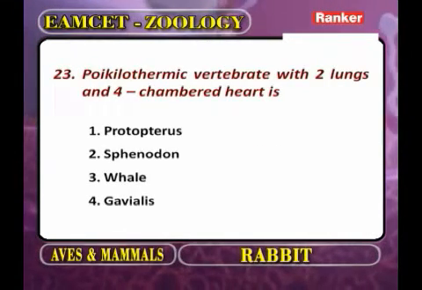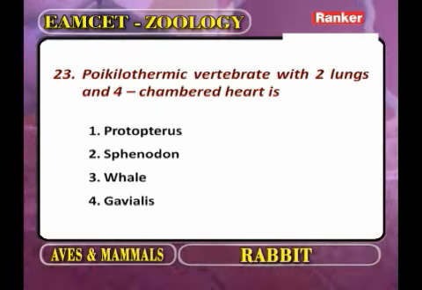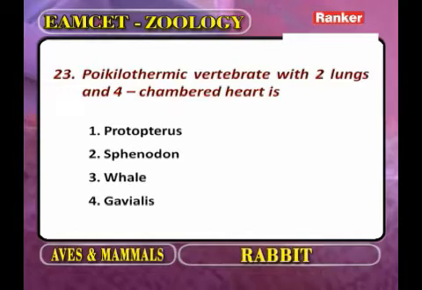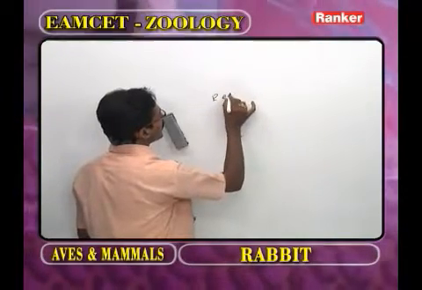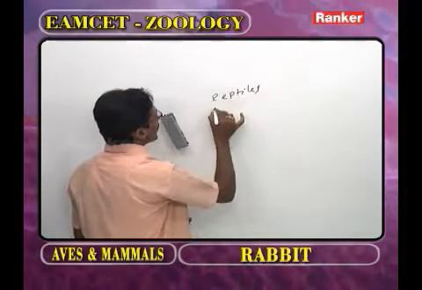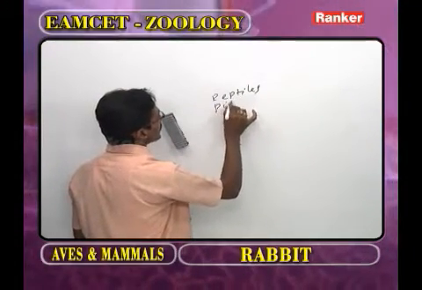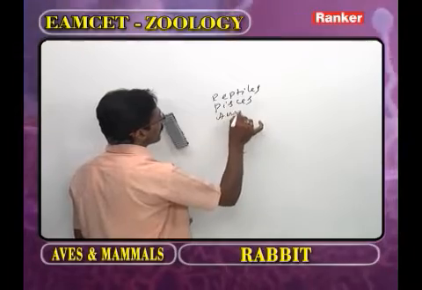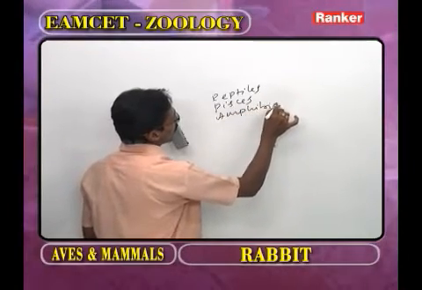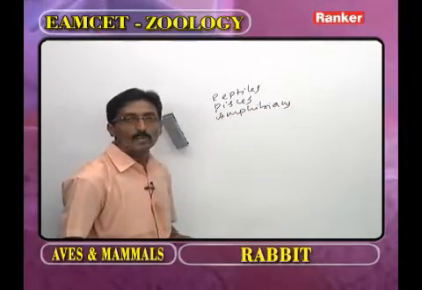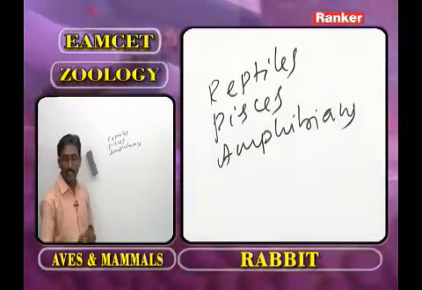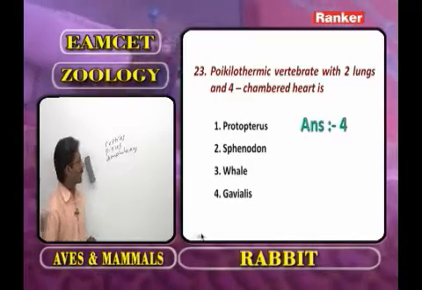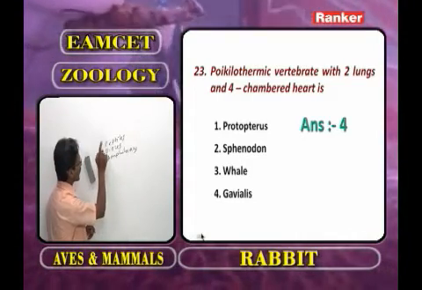Poikilothermic. What are the poikilotherms? Their body temperature changes. Now we are having an idea regarding the poikilothermic vertebrates. One example is the reptiles. The second one is the pisces. And the third one is amphibians. Now all these are poikilothermic vertebrates: pisces, amphibians, reptiles. Now you observe the question. What are the poikilothermic vertebrates?